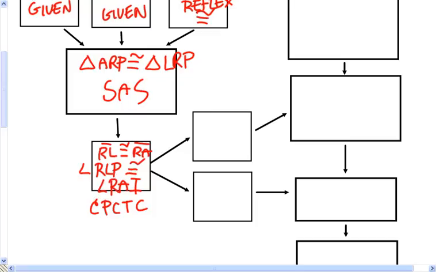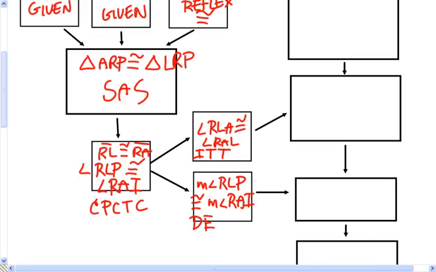And from that we have angle RLA is congruent to angle RAL, and that's using the isosceles triangle theorem. And we also have that the measure of angle RLP is congruent to the measure of angle RAI, and that's just the definition of congruence.